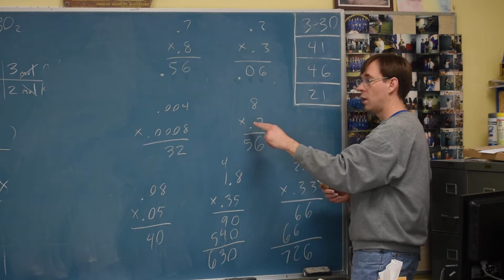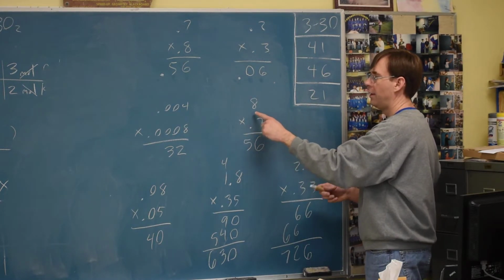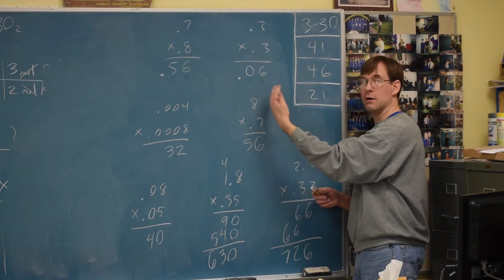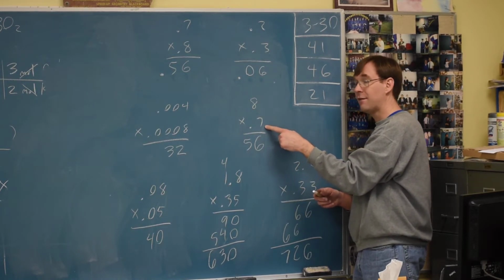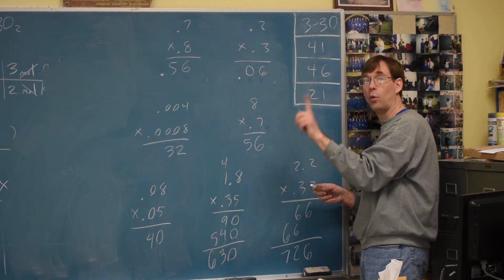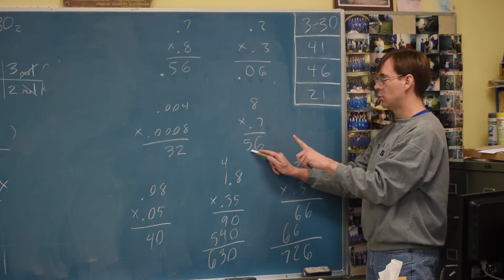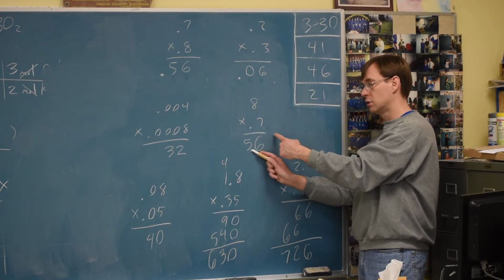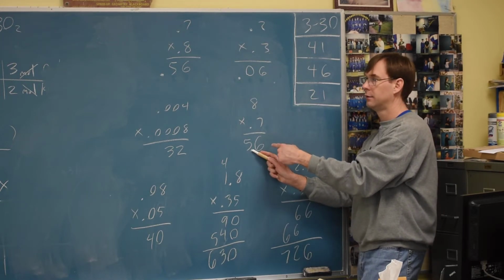So let me show you one where the decimal's in the middle. On this, the 8 doesn't count because it's not anywhere near a decimal point. Only the 7 counts, so we only count to 1. So if the decimal goes here, we're making that answer count to 1 because there's 1 number on the right.